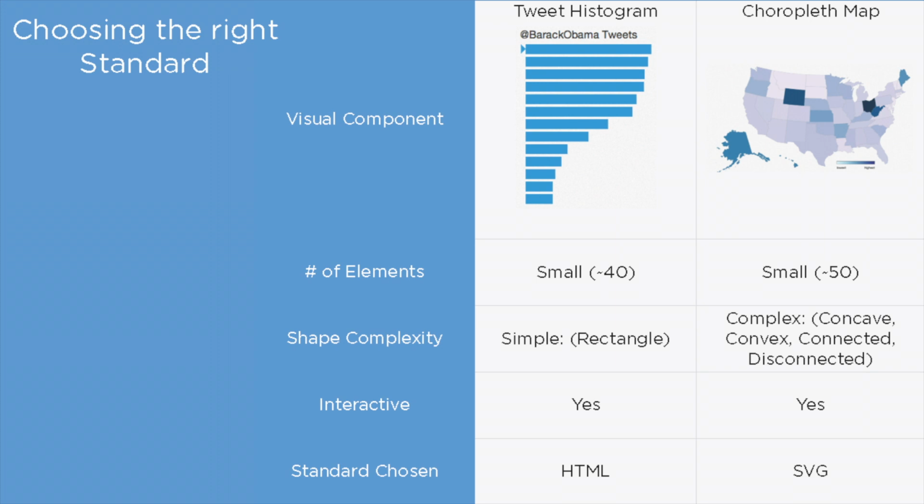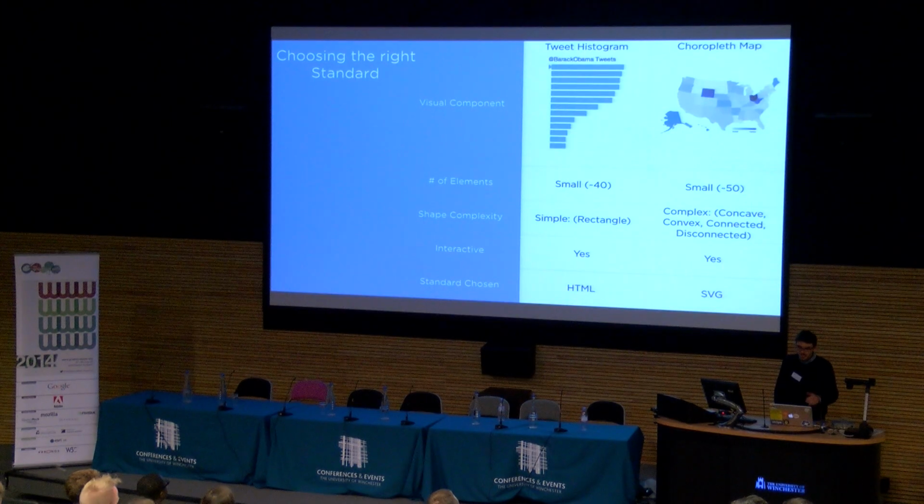So, on how to choose the right web standard for my visualization. This is, I think, a very important thing. I'd say that the first thing is just forget about everything else and first think about your visual component. So in this case, let's say, for example, I want to render a bar chart and a choropleth map. Now dissect these visual components into different properties you'd like them to have.